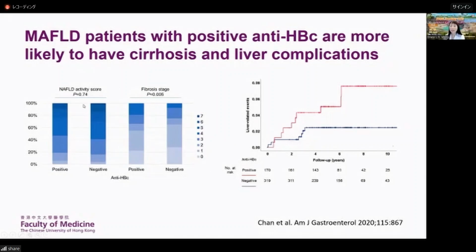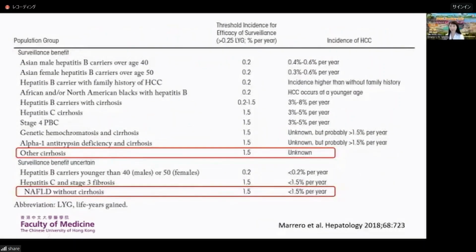As well, you will see from this bar chart that those with past HBV again have a higher proportion of patients with more active disease and more fibrosis.